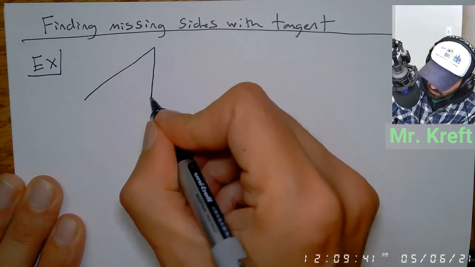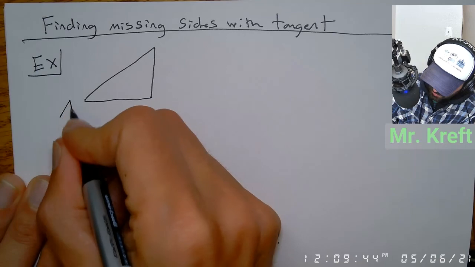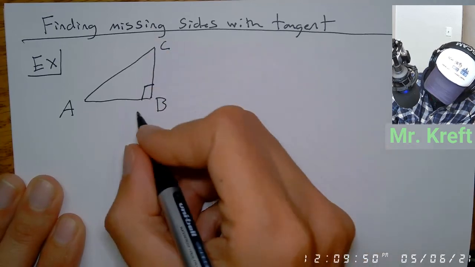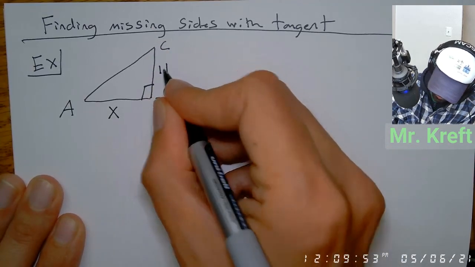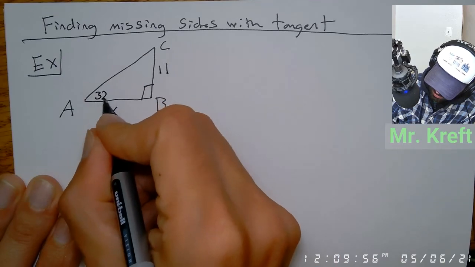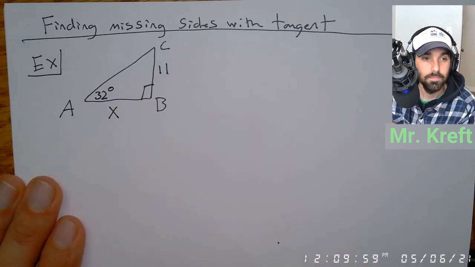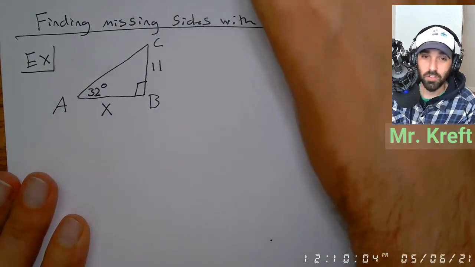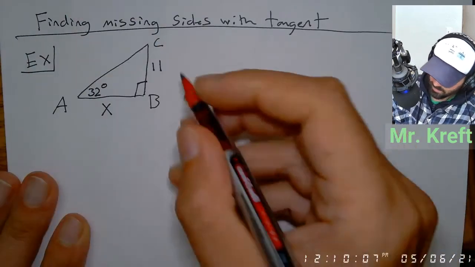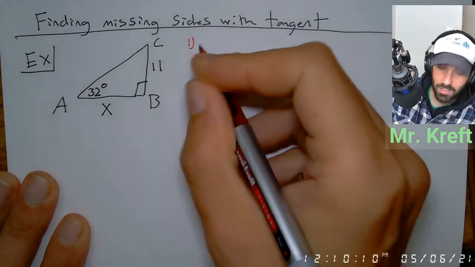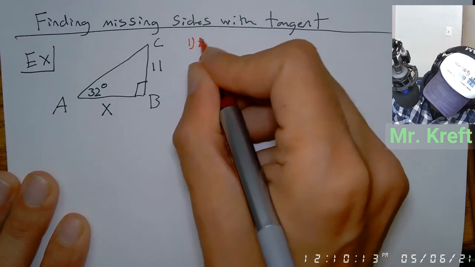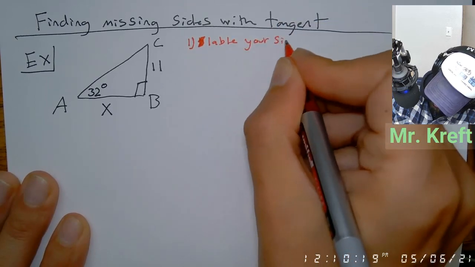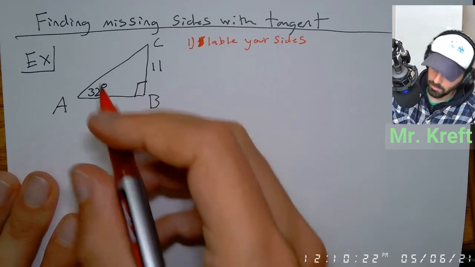Let's say I have a right triangle, and let's say I label this A, B, C. I'm going to have the sides be X and 11, and I'm going to have an angle that is 32 degrees. First, label your sides. I'm always one letter ahead. Label your sides. That should be the first thing you do.